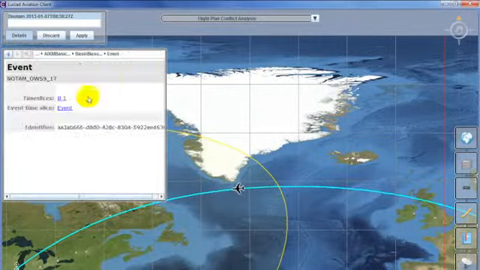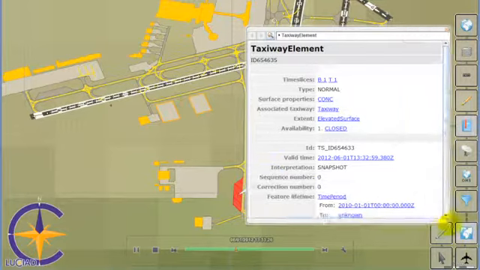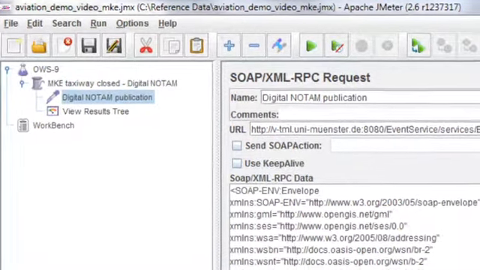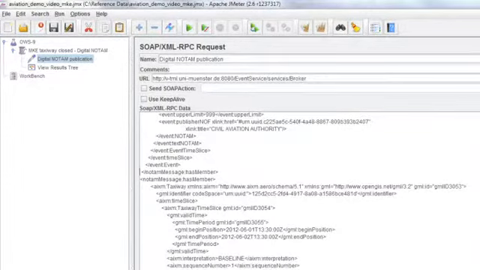A NOTAM is issued from Milwaukee. One of its taxiways is temporarily closed due to maintenance. The pilot receives and inspects this update. He determines that the taxiway closure does not prevent a potential landing at the alternate airport.